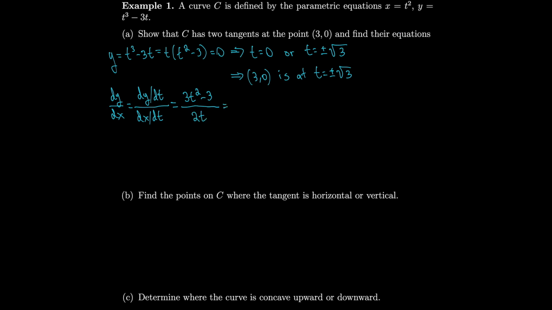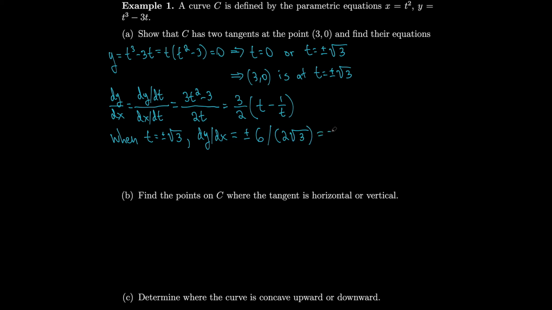So we can factor out the 3 over 2 and get, when we divide t squared by t, t minus 1 over t. So let's look at t equals plus or minus root 3. If we plug in t equals plus or minus root 3, dy/dx will be equal to plus or minus 6 divided by 2 times the square root of 3, which is coincidentally also plus or minus root 3.